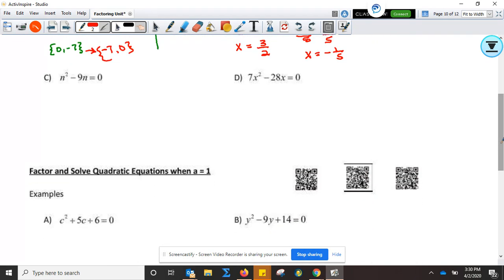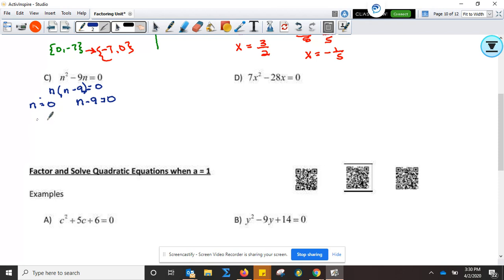All right, but what happens down here when you need to GCF or something? Well, that's fine. Just go ahead and do the greatest common factor. Both terms have an n in common, so I'm going to factor out an n. N times n minus 9 equals 0. So then I'm going to set up my 2 cases. N equals 0. N minus 9 equals 0.